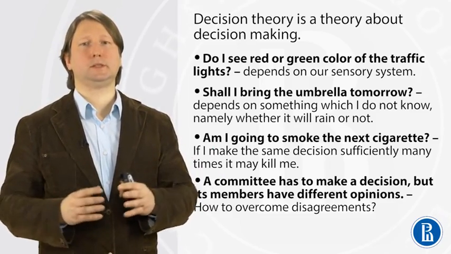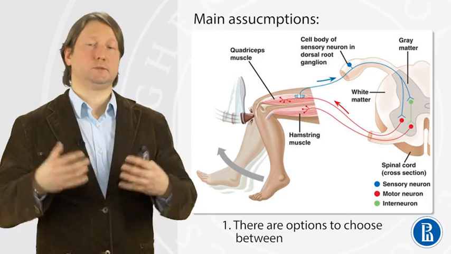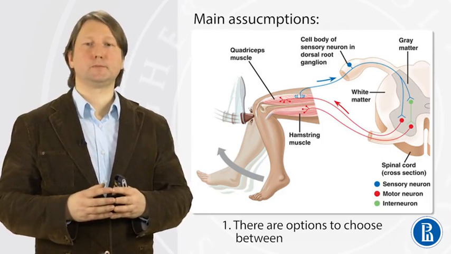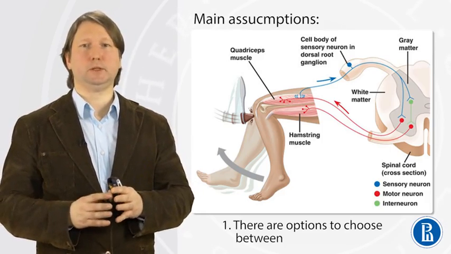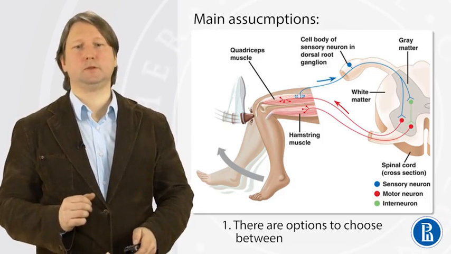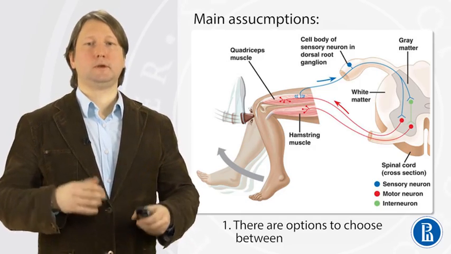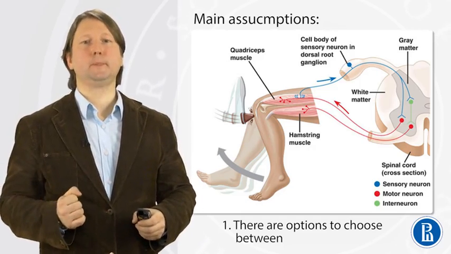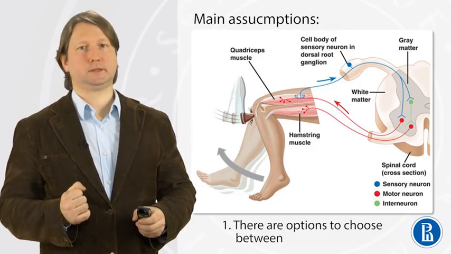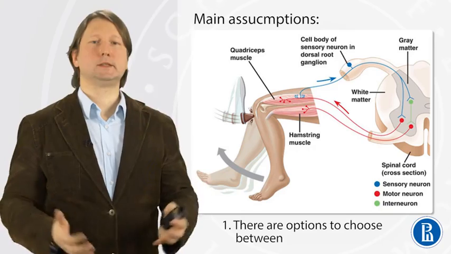But all these decisions, or all these problems, are based on certain assumptions. So decision-making theory normally makes three important assumptions. First of all, that there are options to choose between. So if a medical doctor hits your knee, it produces a knee-jerk reflex. There is no decision to make. This is an automatic reaction.